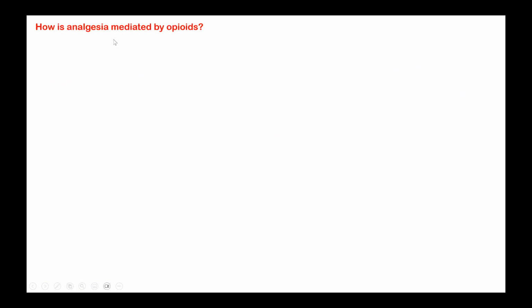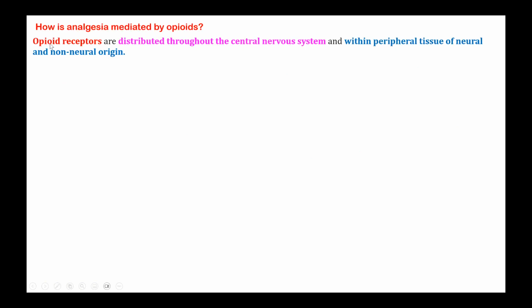And how is the analgesia mediated by that? Will this attachment just simply produce all that? Because the opioid receptors are distributed in three places. One is that it is present in the central nervous system. It is present in the peripheral nervous system, and they are present in non-neural origin also. So their locations are in three different places.